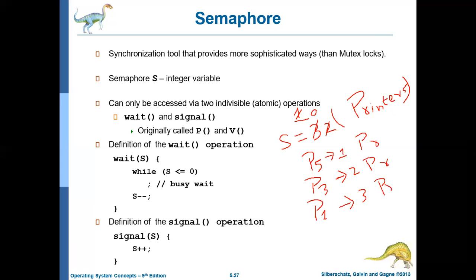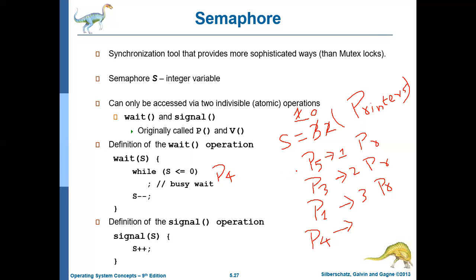Now say another process P4 comes. P4 wants a printer, so it calls wait of S, and it is an atomic instruction. There it checks whether S is less than or equal to 0. Yes, it is equal to 0. So it has to busy wait. P4 will be busy waiting here, and it will keep on waiting. How long will it wait? Until S becomes greater than 0.